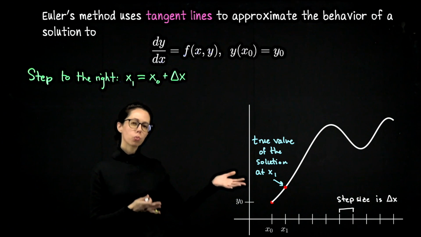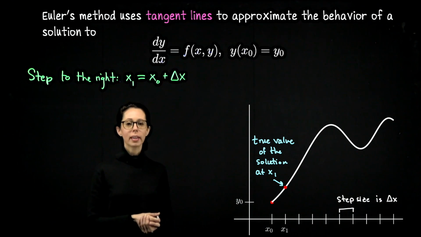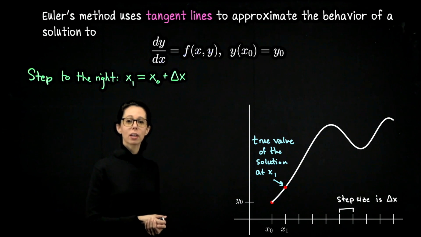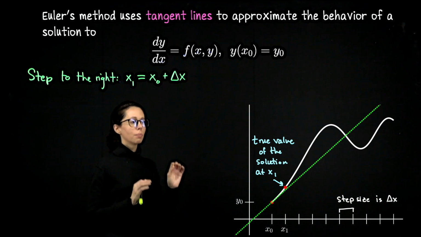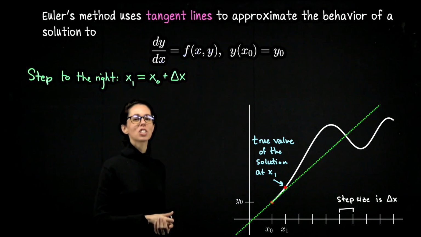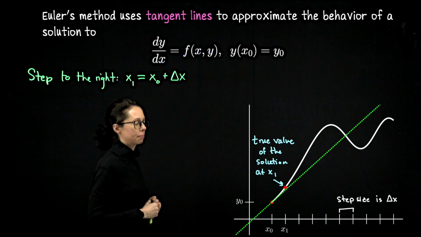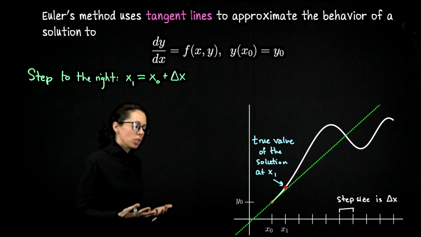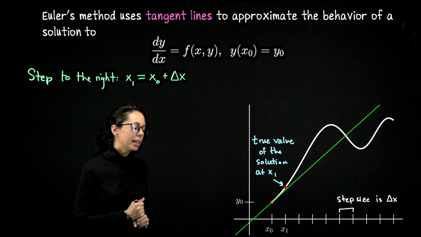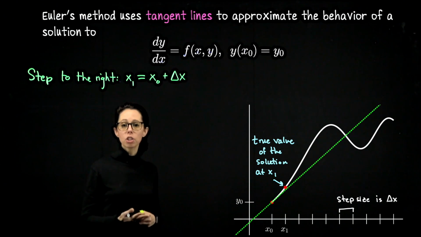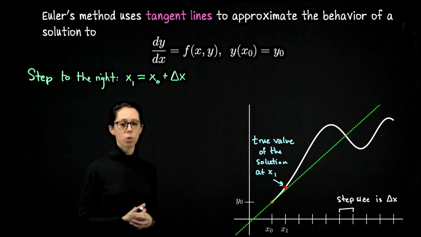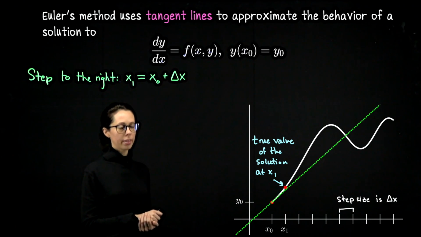Now, I don't have the real function here to plug into, but what I can do is write down an equation for the tangent line, the line tangent to the graph of this function through the initial condition x naught, y naught. So here's a picture of that tangent line. And why do we care so much about tangent lines in calculus? Because they give us a way to approximate functions with lines. Functions can be hard to work with, but lines are much easier to work with.